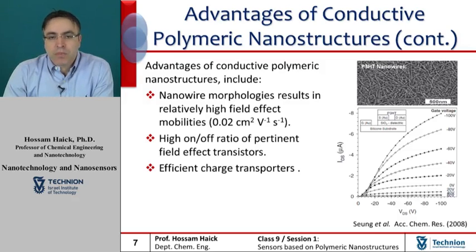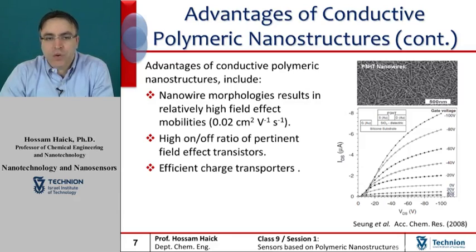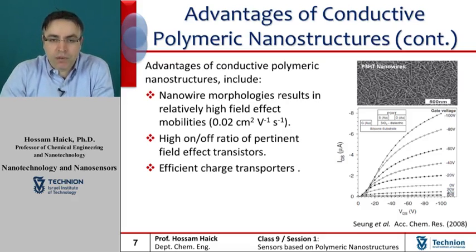Further advantages of the polymer nanostructures include that nanowire morphologies result in relatively high field effect mobilities. Polymeric nanostructures possess a high on-off ratio of the pertinent field effect transistor devices, and polymeric nanostructures are able to create efficient charge transporters. An example of such advantages is shown in the presented figure on the screen. This figure shows the current voltage curve of a field effect transistor device based on P3HT film.